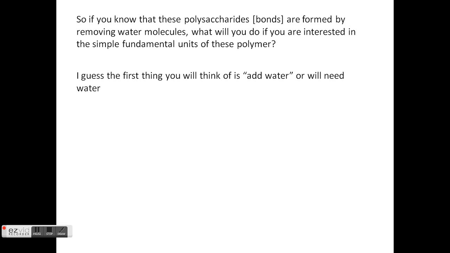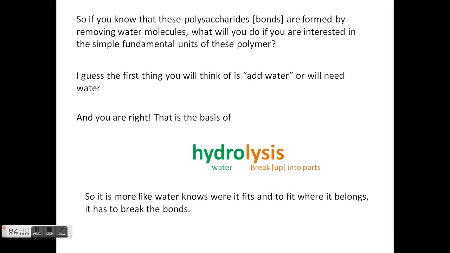Yeah, I guess you will think of add water because water was removed, or maybe you say we need water, and you're right, and that's the basis of hydrolysis. So in hydrolysis, we're using water to break up the bonds, and then water breaks up the bond and then gets incorporated into the structure. So we would take a look at it in a little while.